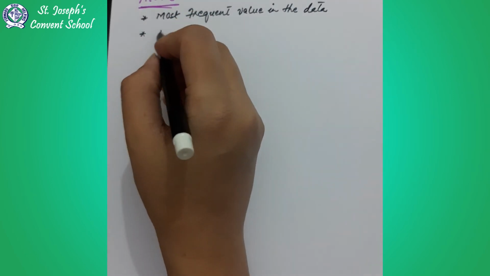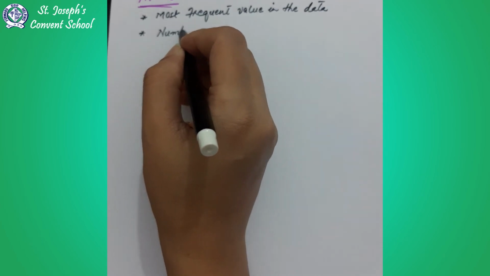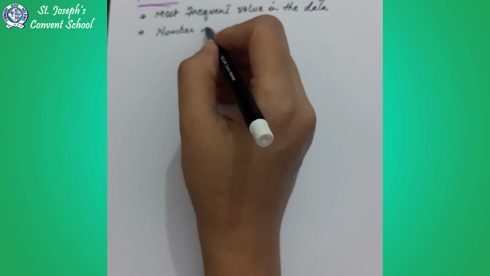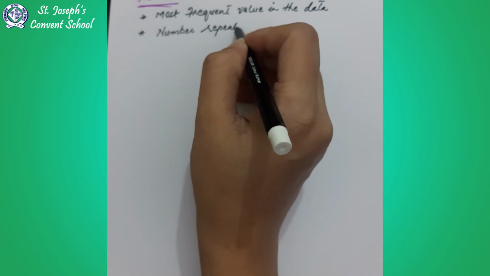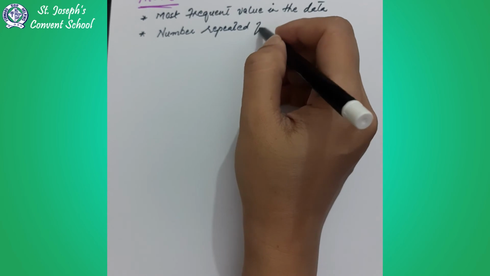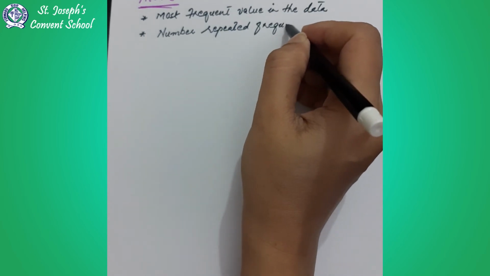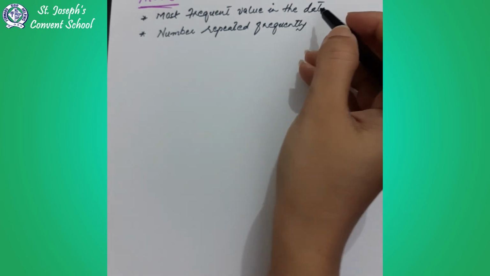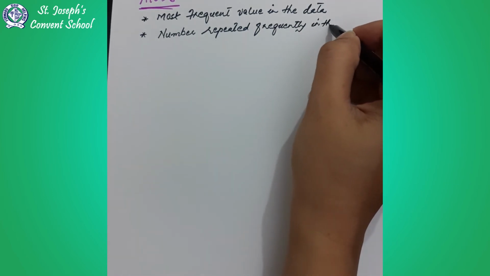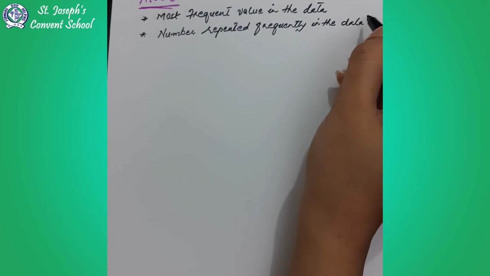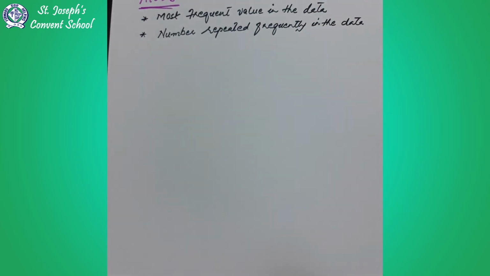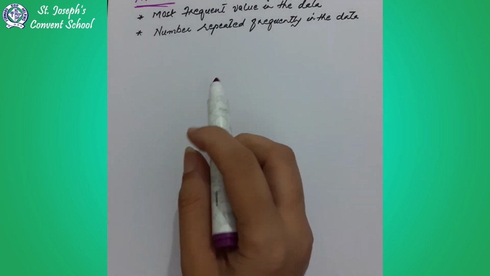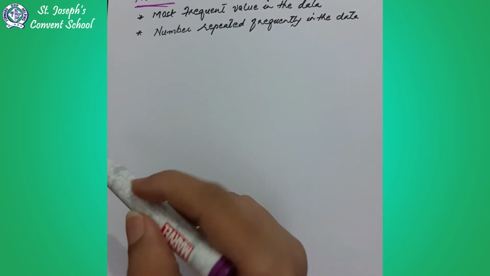This way also you can write: number repeated frequently in the data. Number repeated frequently in the data is known as mode. So this definition comes in the MCQs. Both ways they can ask you in the MCQs, so you have to remember this.